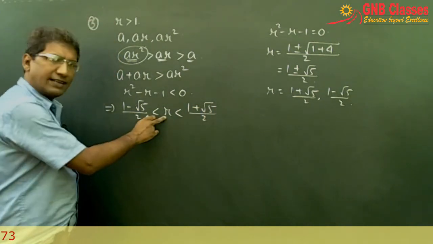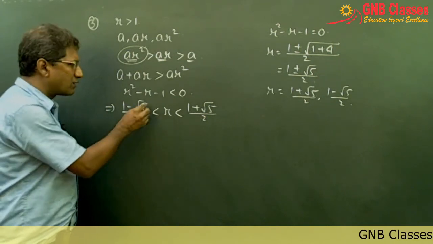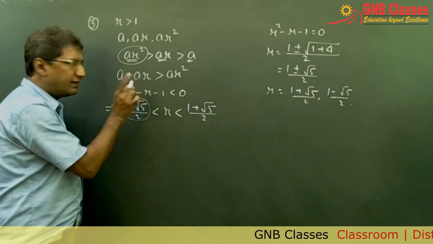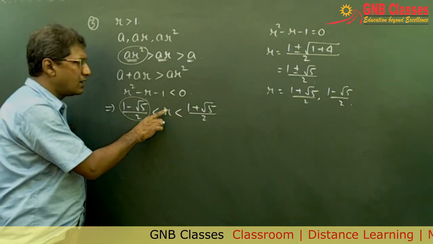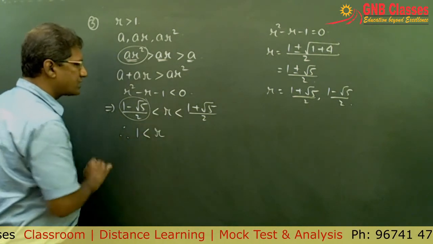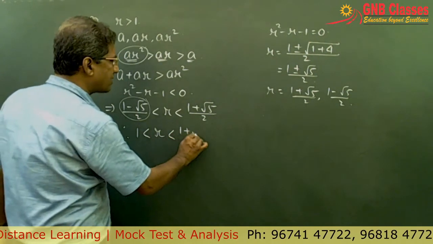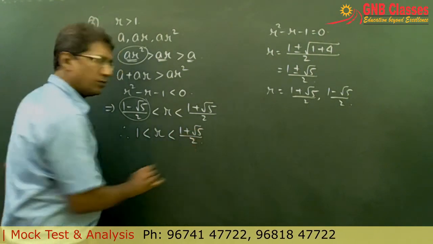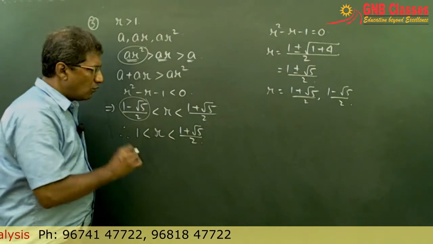But they have said that R is greater than 1 because this is coming to be negative. They have said that R is greater than 1. Therefore, we can modify this as R is greater than 1 but less than (1 plus root 5) by 2. Is it clear?